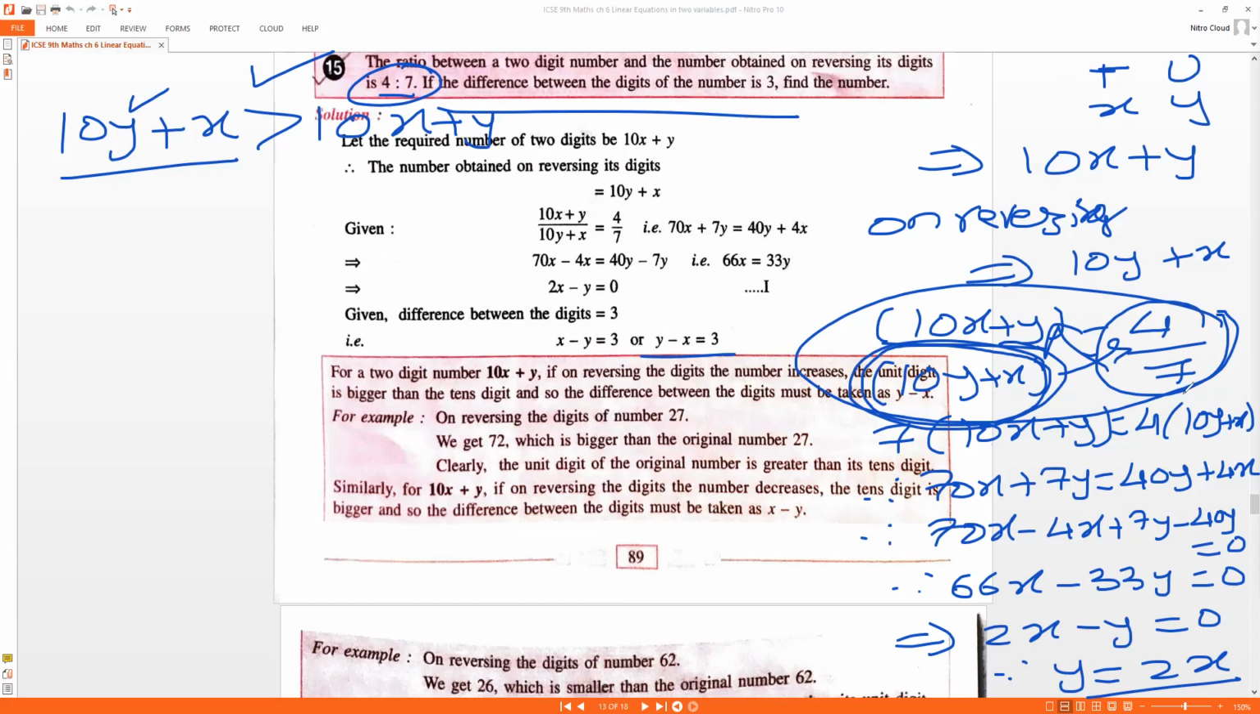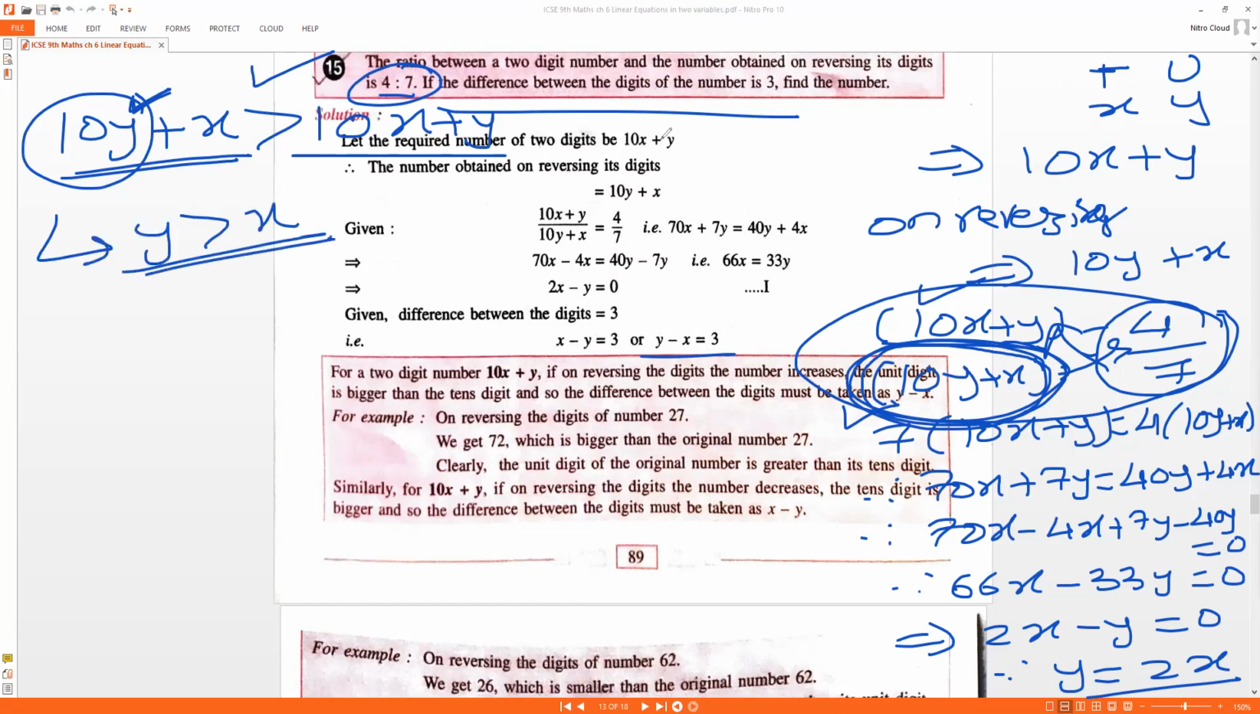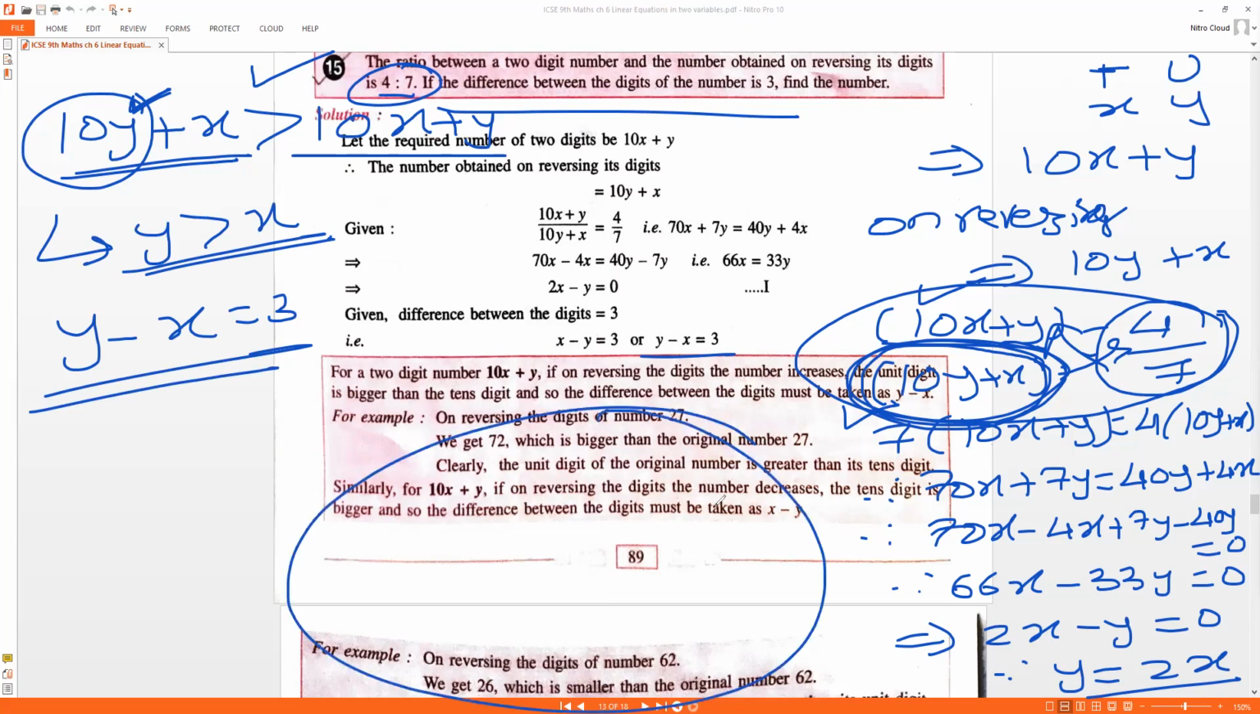4:7 is the ratio of the original number upon the reversed number. So that means 10y plus x, the denominator, is greater than the numerator. That means 10y plus x is greater than 10x plus y. If 10y plus x is greater, that means the digit in the tens place on reversing is greater. So basically this implies y is greater than x. So while taking the difference, you will say y minus x is 3, and not x minus y is 3. That is what they have given here. Do you understand?